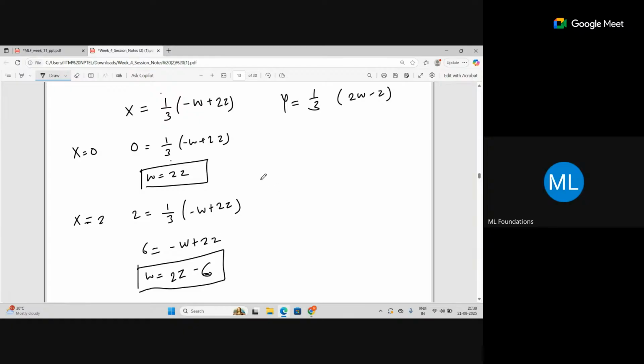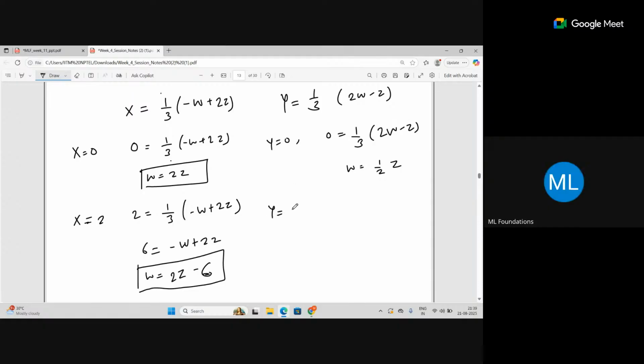Okay. And what are the values of y? If y equal to 0, then this equation will become 0 equal to 1 by 3 (2w minus z). That gives me w equal to z by 2, or 1 by 2 z. Is that fine? Yes, sir.